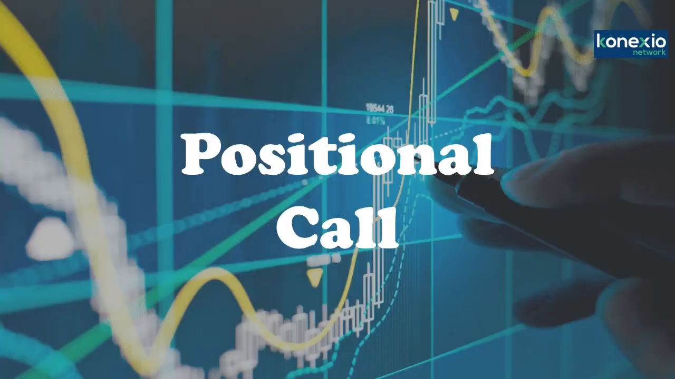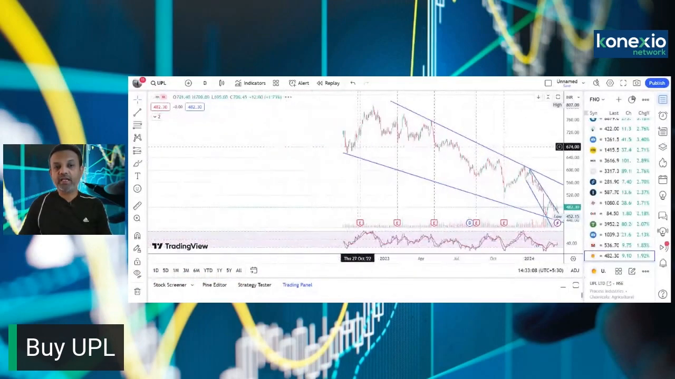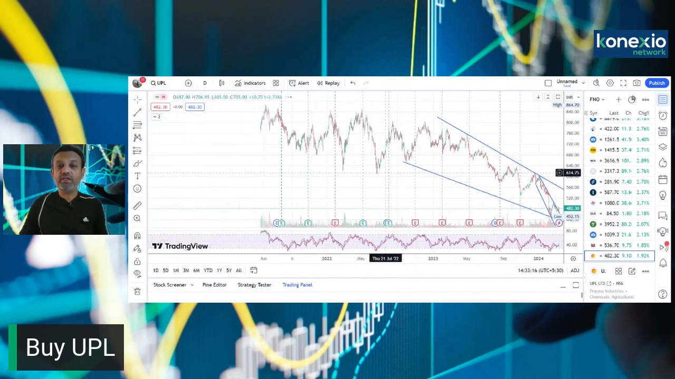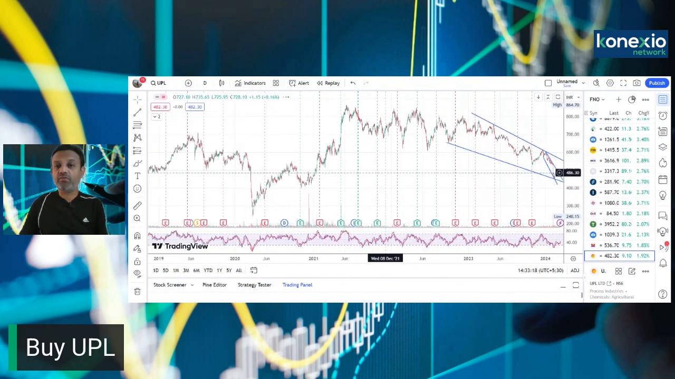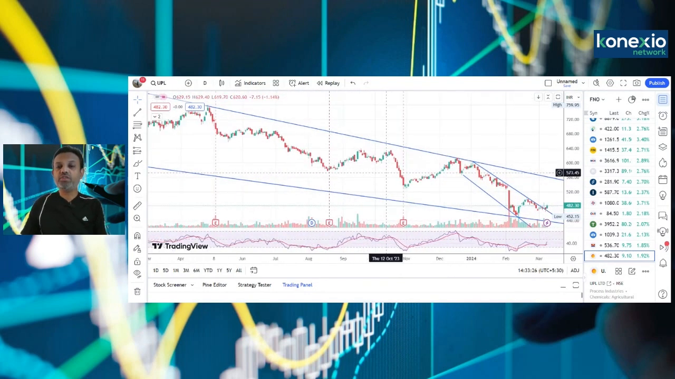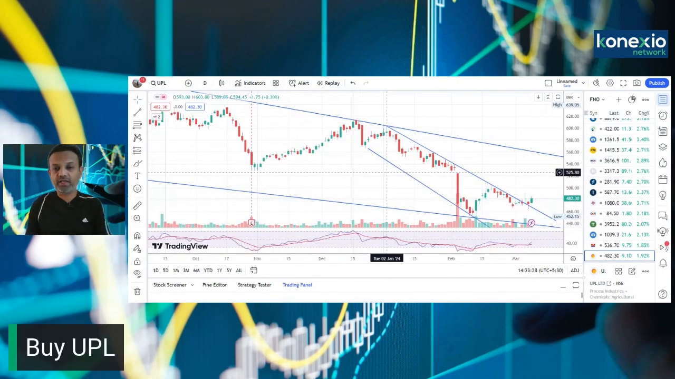So friends, now let us come to the final segment of our show, which is the positional call. I've identified one stock that has been making a downward falling wedge since, you can say, the start of 2023. The stock has been severely corrected from its lifetime high of 864. It has taken support around 452. The stock has corrected more than 45% in the last 1 year.